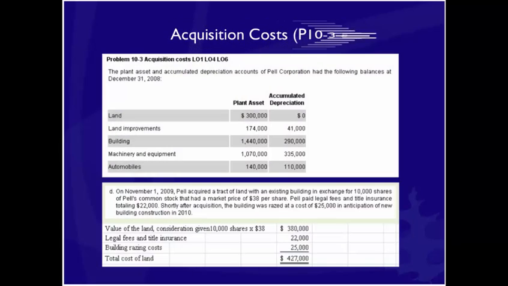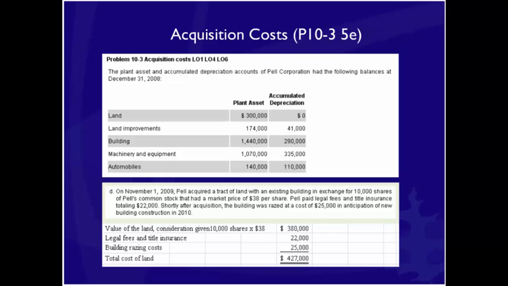On November 1st, Pell acquired a tract of land with an existing building in exchange for 10,000 shares of its common stock that had a market price of $38 per share. Pell paid legal fees and title insurance totaling $22,000. Shortly after the acquisition, the building was razed at a cost of $25,000 in anticipation of new building construction in 2010. Alright, we need to determine what was the total cost of land and how much we are going to increase the value of land on Pell's books.